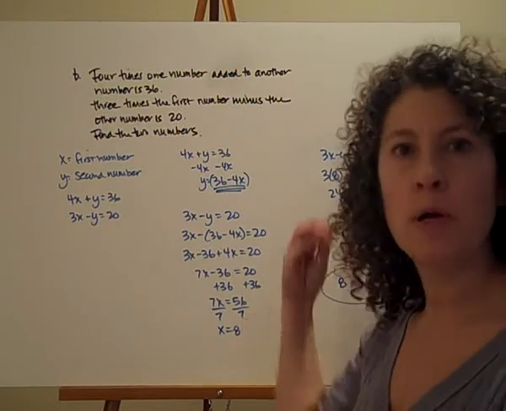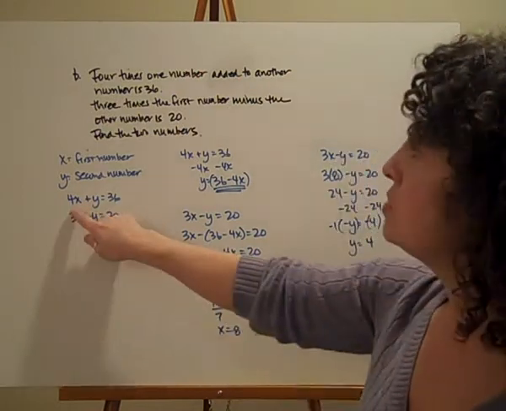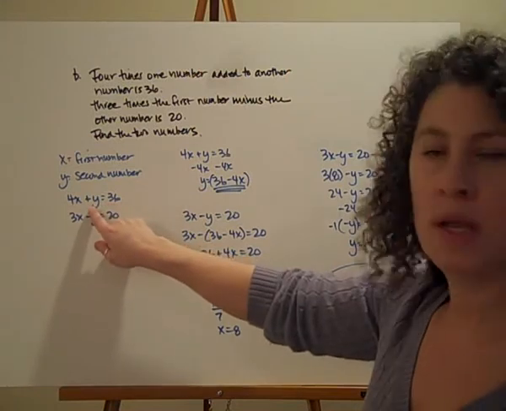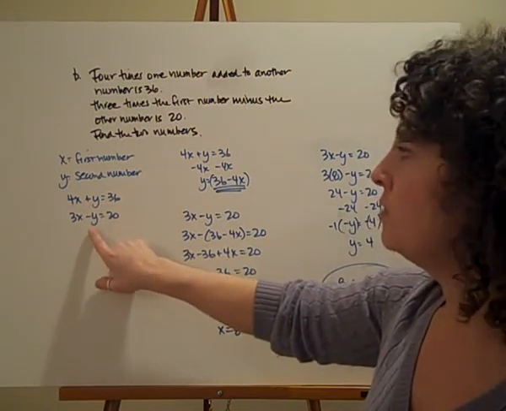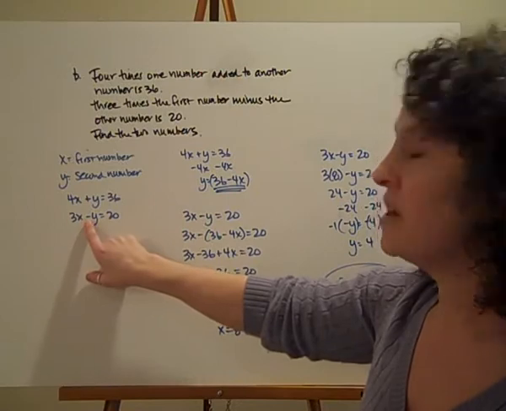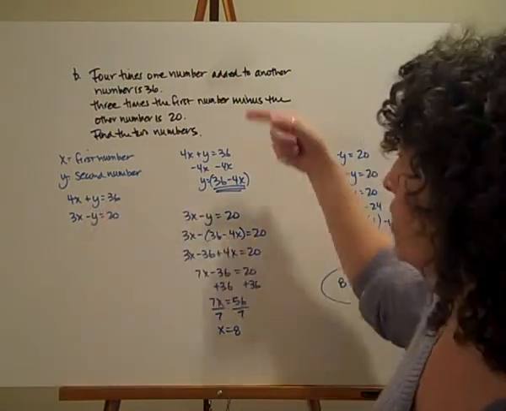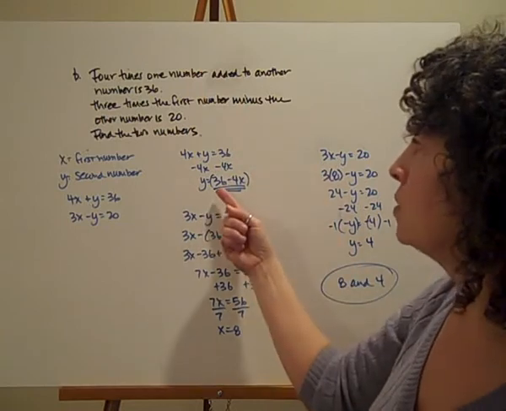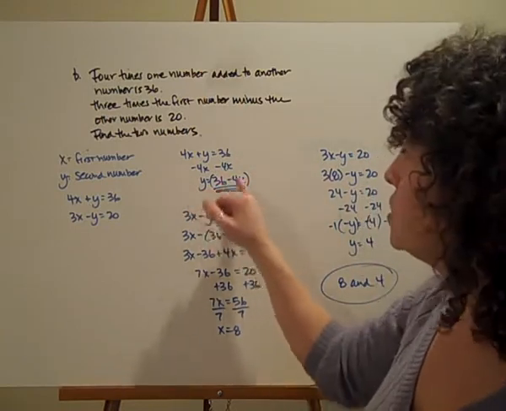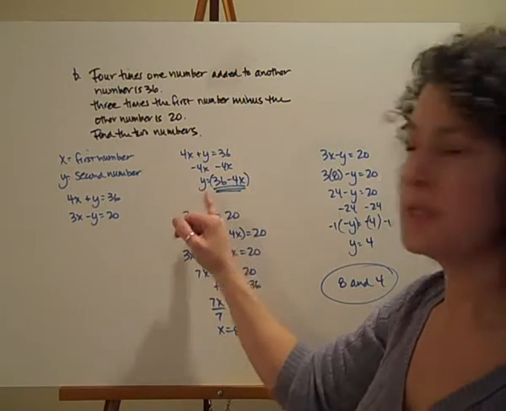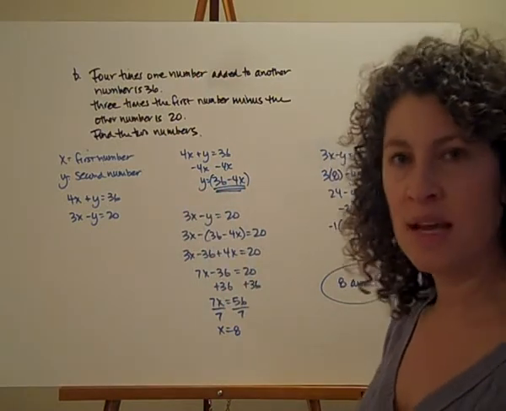My first step, isolate one of the variables. I chose to use this first equation here because with one step I can get a positive y by itself. I could have used the second one, but since I have a negative 1 in front here, I would have had to do a couple more steps. So I used this first equation, I subtracted 4x, and I got y equals 36 minus 4x. So this 36 minus 4x is going to get substituted in place of the y in the second equation.